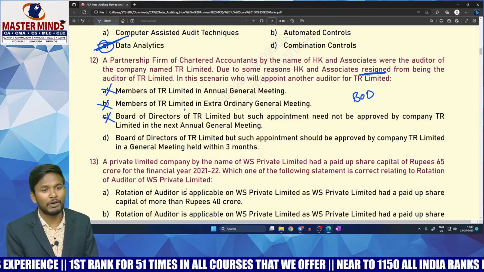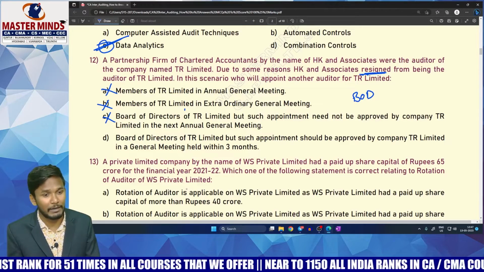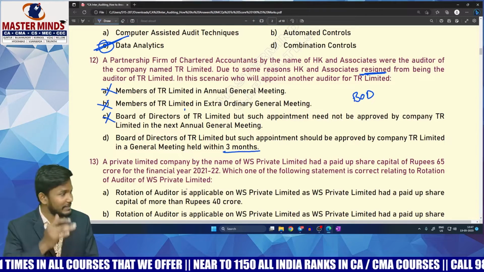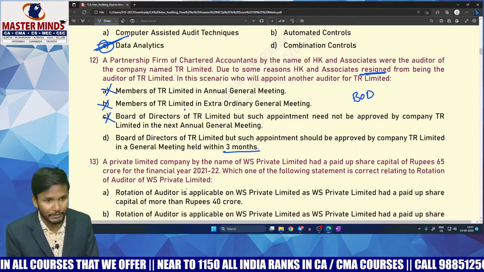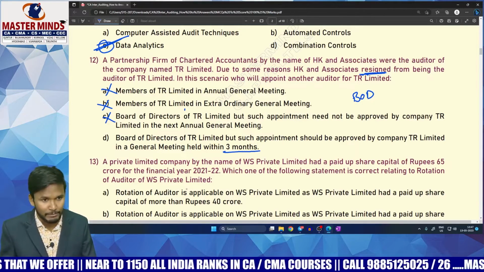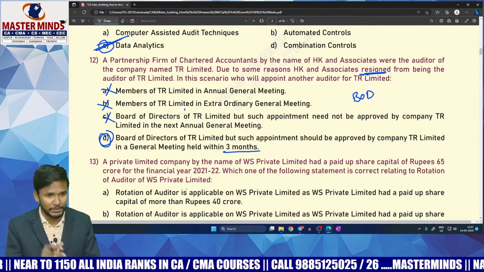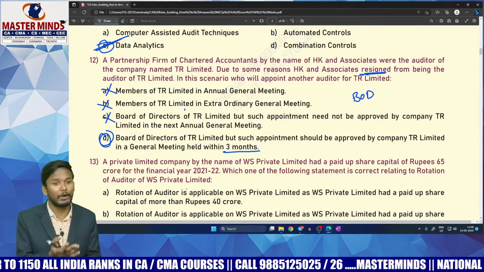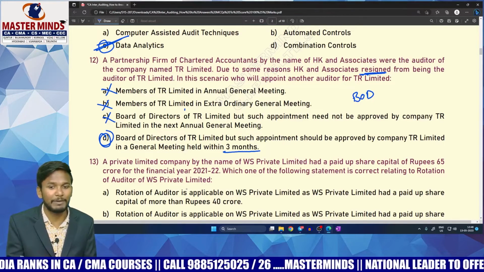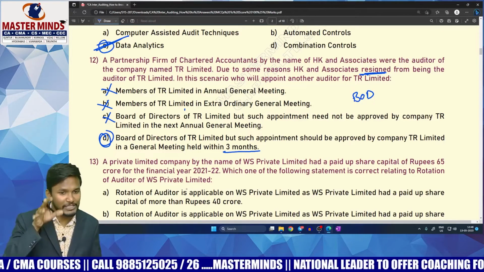Next, board of directors of TR Limited, but such appointment should be approved by the company TR Limited in a general meeting held within 3 months. Of course, if I see, even this statement D is not complete. You know why? They are not talking about the board of directors' time limit. It's actually 30 days. But compared to all the above 3 statements, I can say D is far better. See what I'm telling, sir, even point D is wrong. Why wrong? Because it's 30 days. See, the board of directors will appoint within some specified time limit. What is the time limit? 30 days. That is not given here, I understand. But when I compare to all the above points, this is far better.